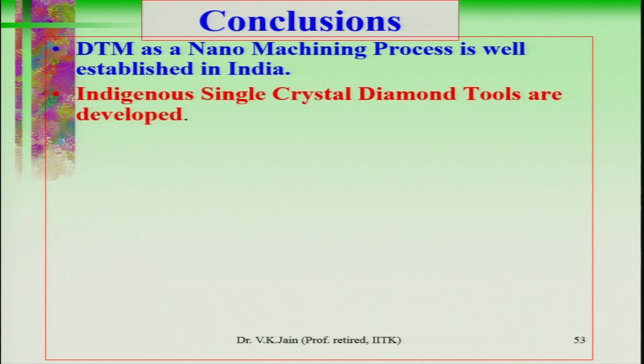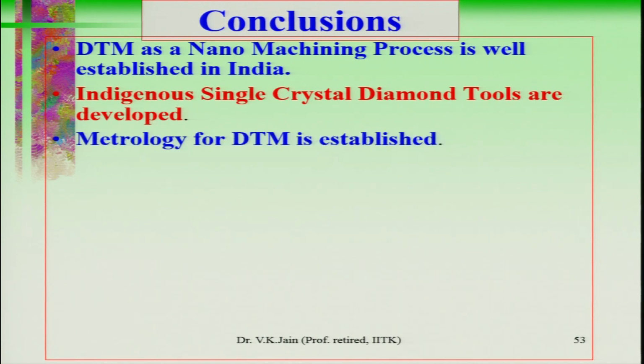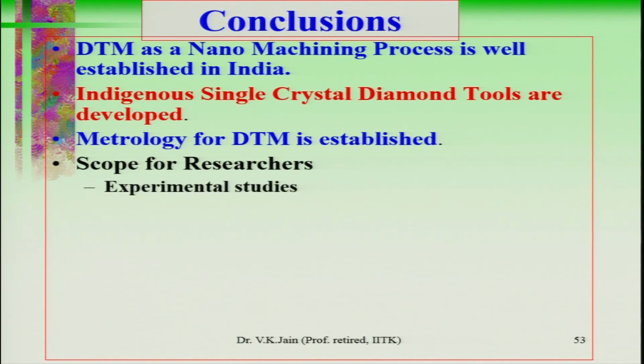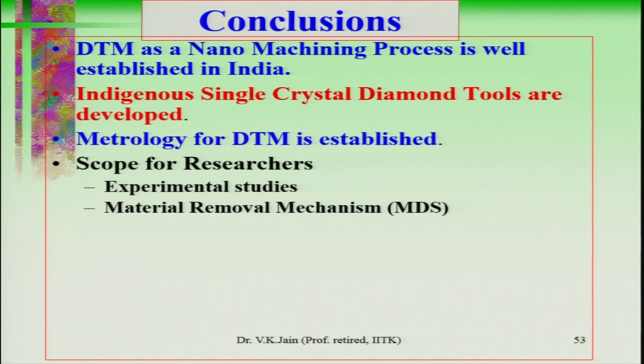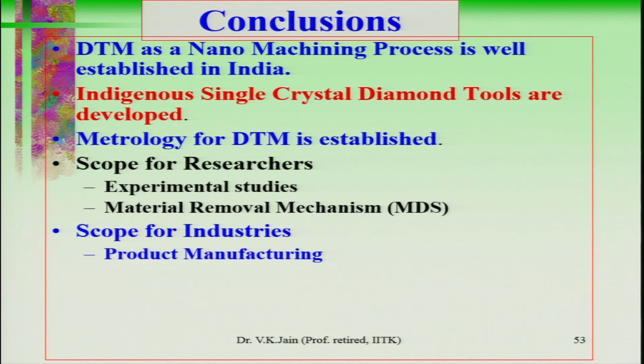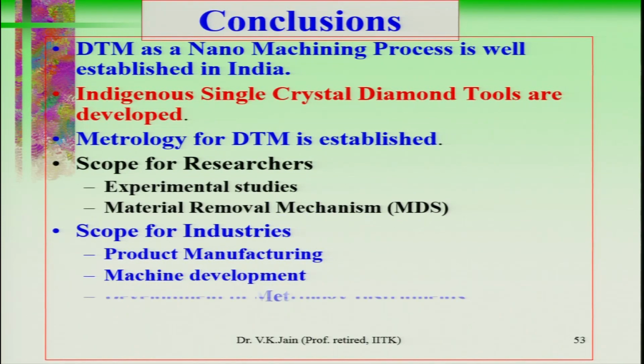Indigenous single crystal diamond tools are developed. Metrology for DTM is established. There is a lot of scope for researchers to work in, such as experimental studies, material removal mechanism, and molecular dynamic simulation. A lot of work can be done in this direction, and there are many applications in industry and scope for industry, like product manufacturing, machine development and development of metrological instruments.